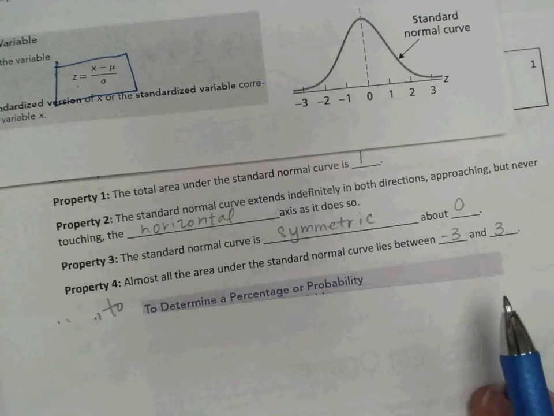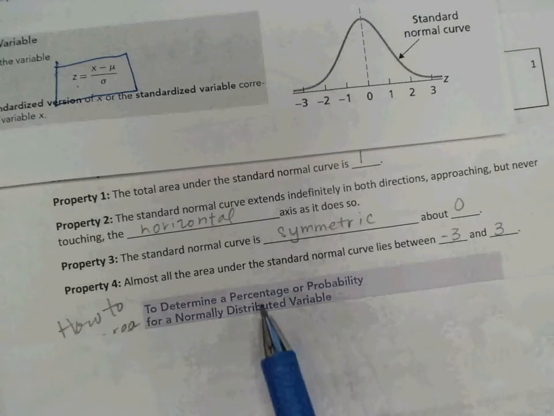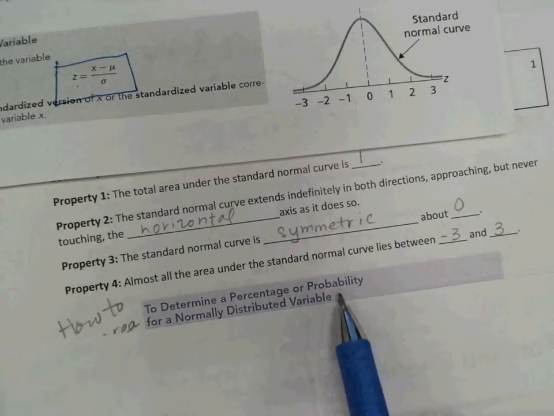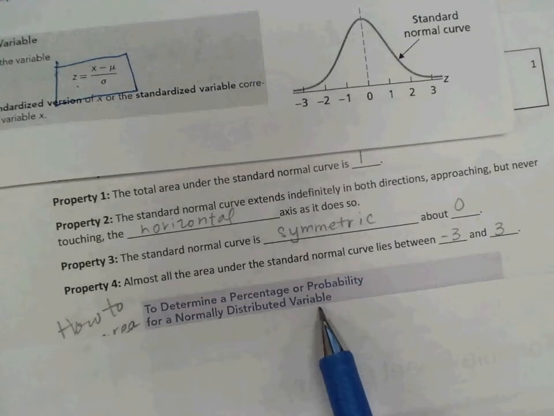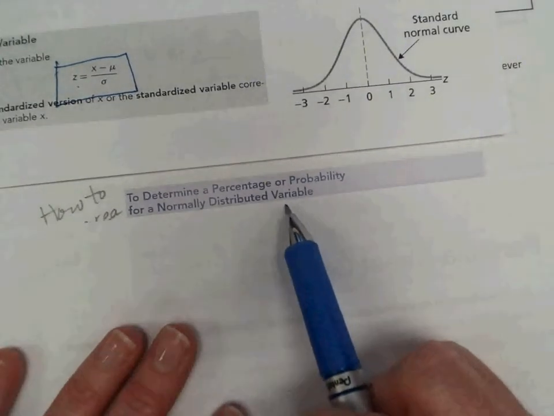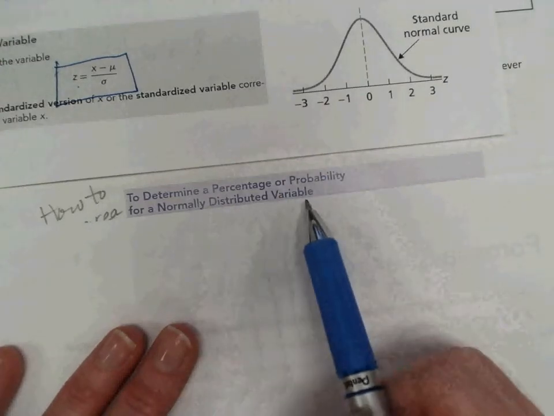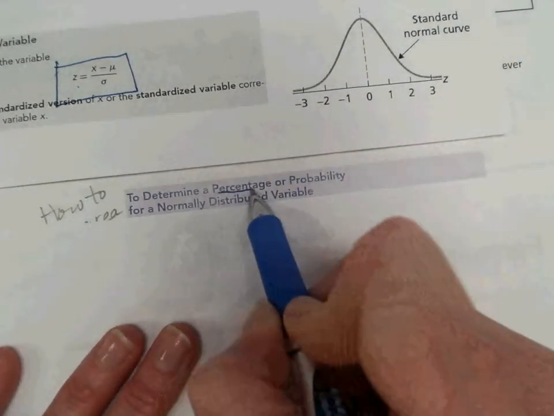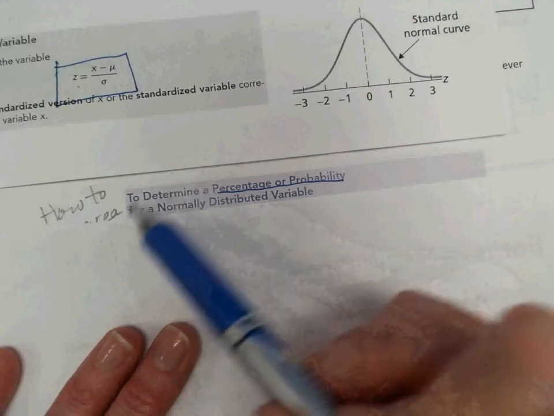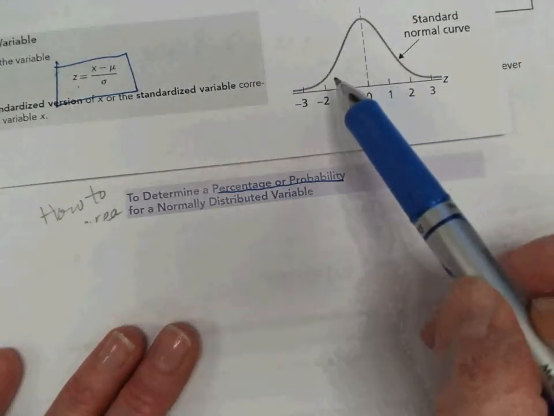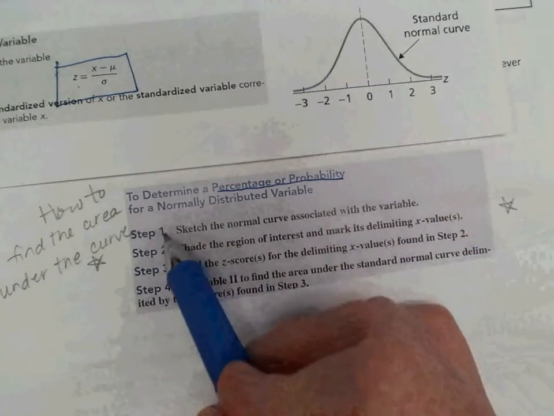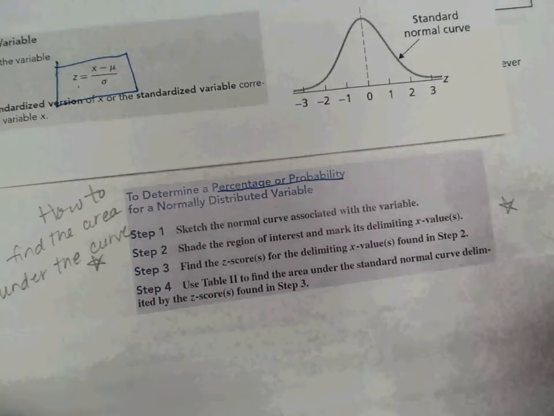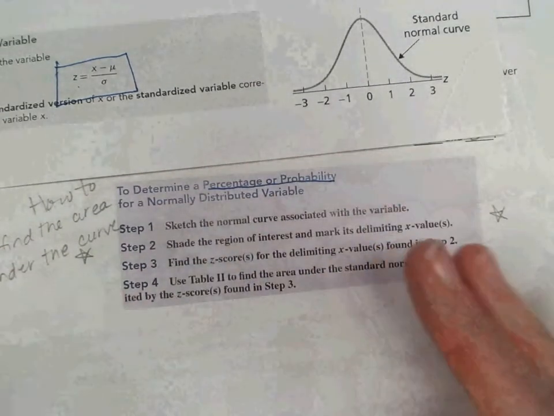So now we're going to determine a percentage or probability for a normally distributed variable. These are the steps, and then we'll apply them in the examples to come. Another way to think about the percentage or probability is the area under the curve. So I wrote that little note, how to find the area under the curve. These 4 steps apply. These are all parallel concepts.